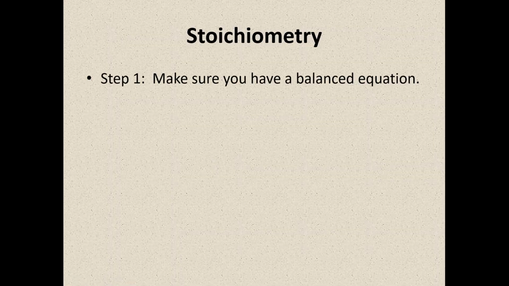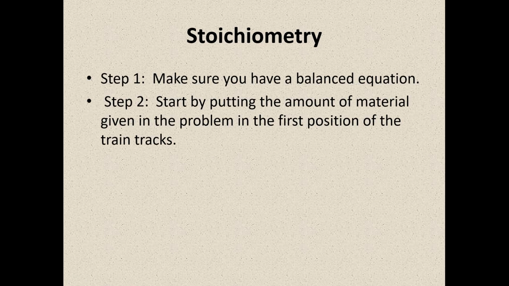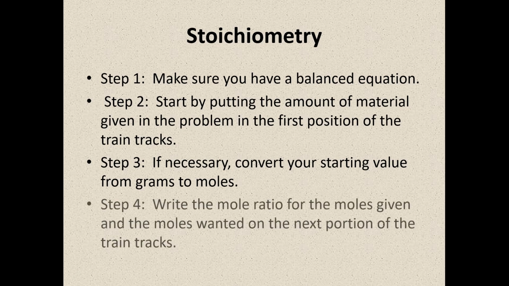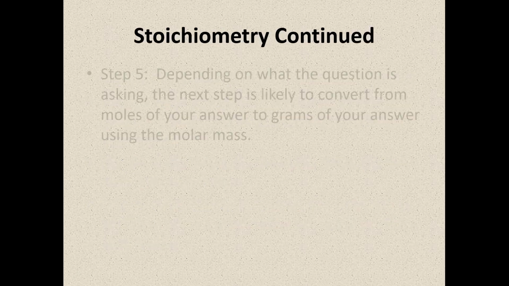Okay, so just a quick summary of this. You have to start with a balanced equation. You're going to start by putting the amount of material given in the problem in the first position of a train track, and you're going to define that as substance A. You're either going to get moles or grams. If you get grams, you're going to have to convert that to moles by dividing by molar mass. Whether you get moles by converting from grams or you were given moles directly, you're going to convert that to moles of substance B using the coefficients from the balanced equation.